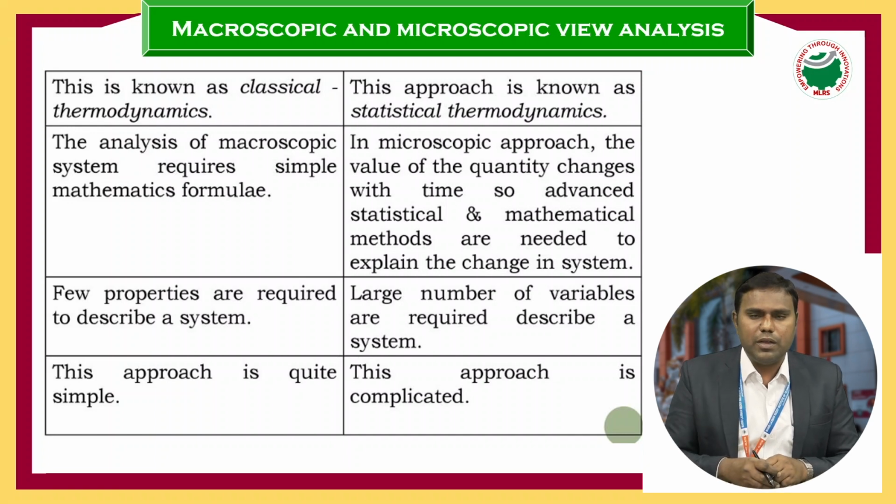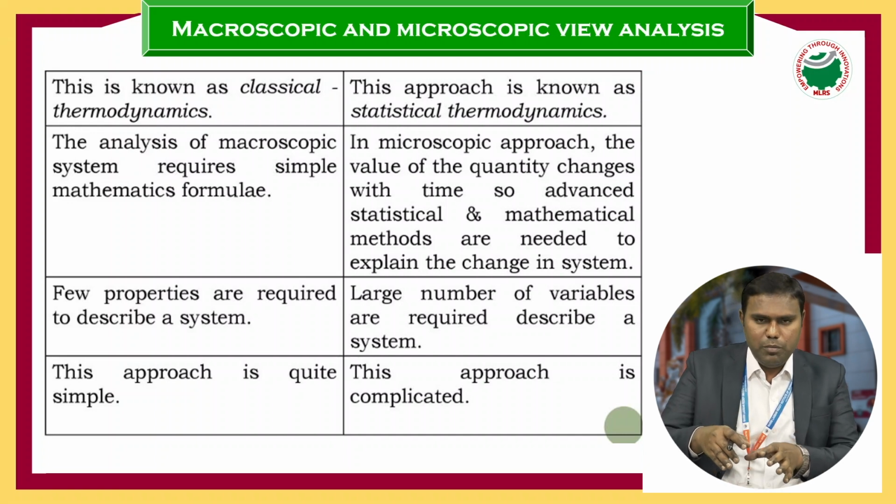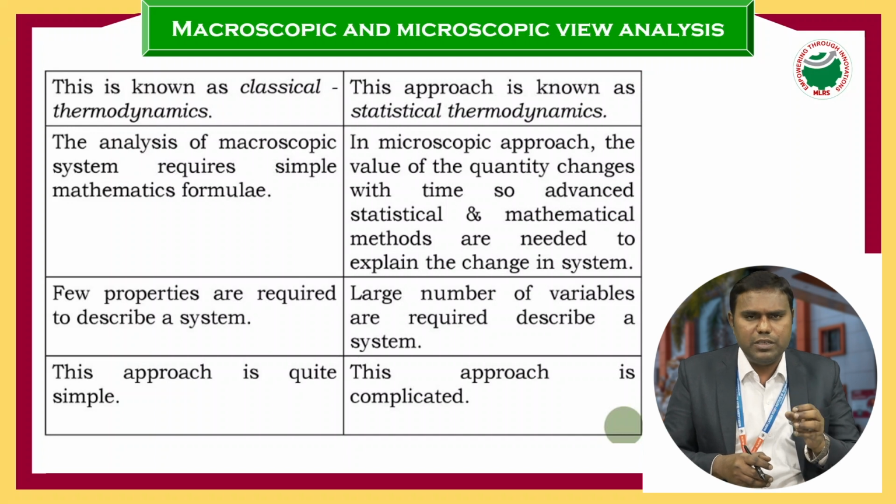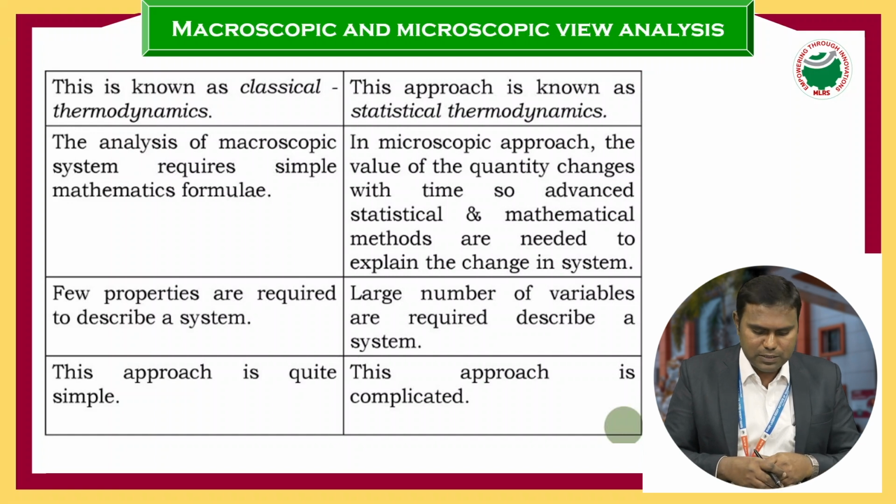Because microscopic analysis involves a larger number of equations and mathematical formulas, it is a very difficult analysis. Whereas classical thermodynamics, or macroscopic analysis, involves very few formulas and it is very easy to analyze the properties. So this is called macroscopic analysis. Very few equations or properties are required in macroscopic analysis.